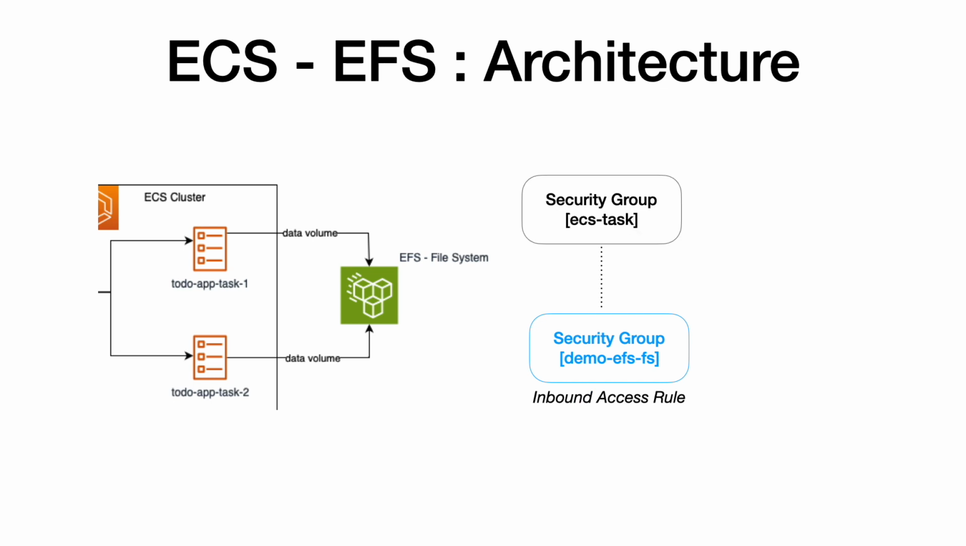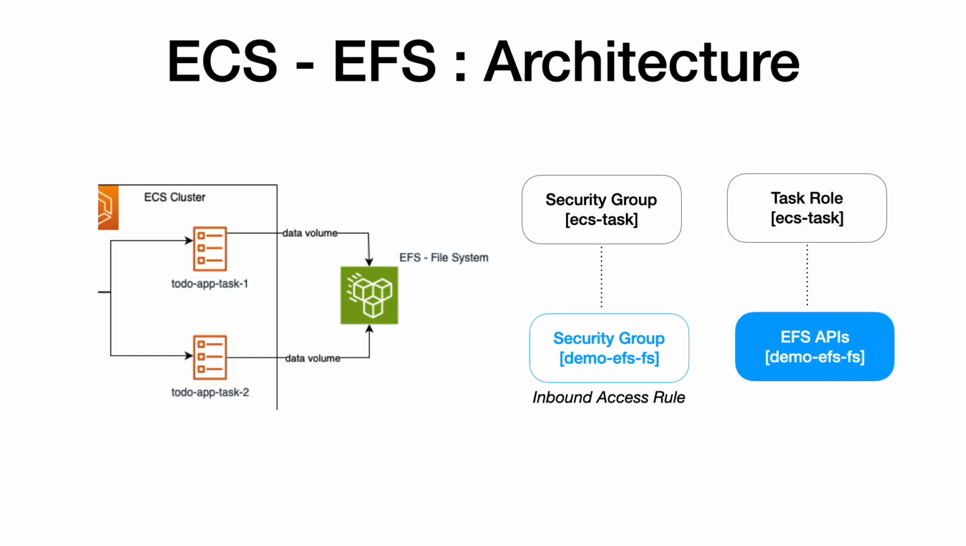Additionally, we need to define API level access. For this, the ECS task role, which is associated with the task instance, should have the EFS access policies attached to it. Alternatively, we can define the resource level policies with the EFS system as well. For the demo, we are going to follow the first model, where the access policies will be attached to the task role. The rest of the components remain similar to our previous implementation.